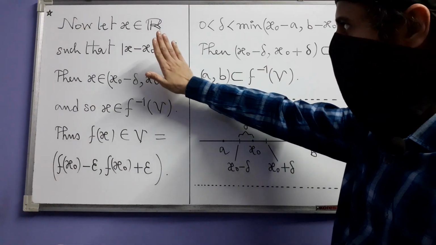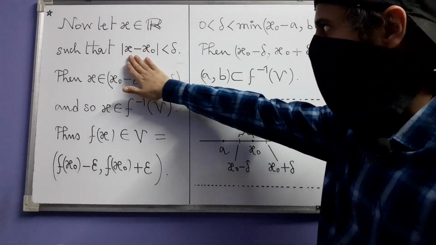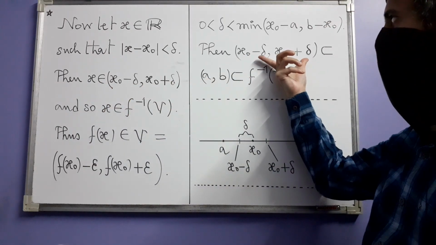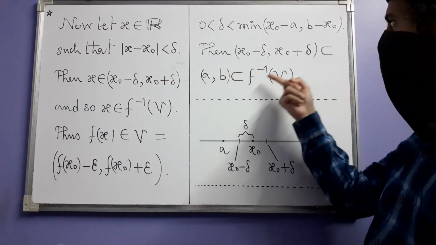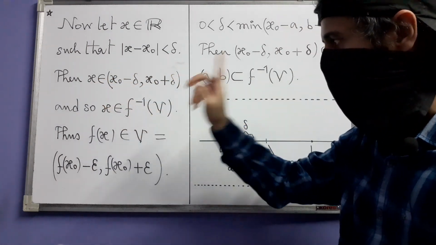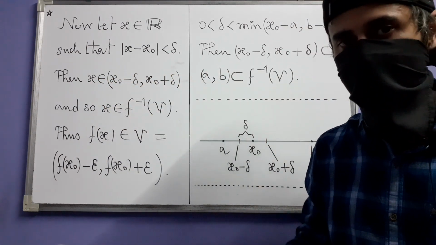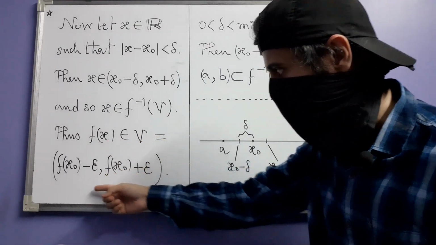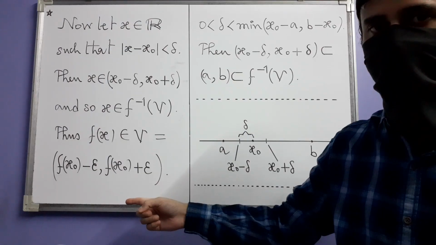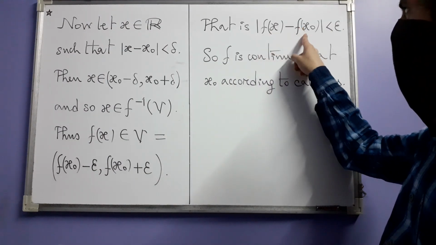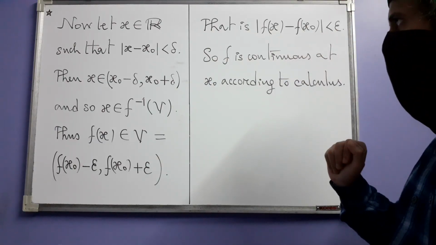So we have chosen such an x. What does this mean? It just means that x belongs to this open interval. But this is contained in f inverse of V ultimately, so that point x will now belong to f inverse of V, which in turn means that f of x belongs to V, and recall that V was this open interval. And that means that the distance between f of x and f of x0 is less than epsilon.